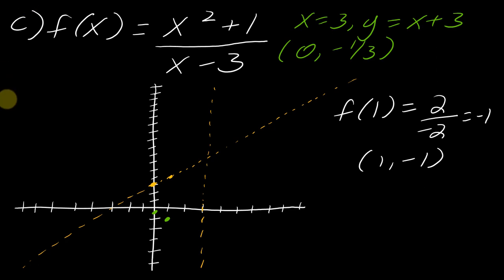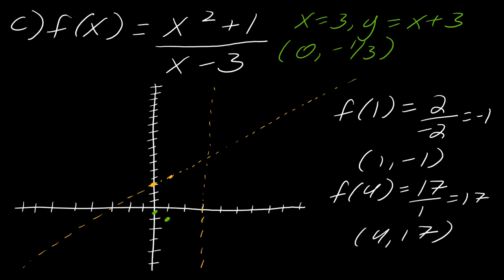It's not a problem. And then a point that's on this side of the graph would be, let's see, 1, 2, 3, 4. I'll just plug in 4. So we've got f of 4. If I plug that in, that's going to give me 17 over 1, so 17. So that's the point 4, 17. So that's going to be somewhere up here.